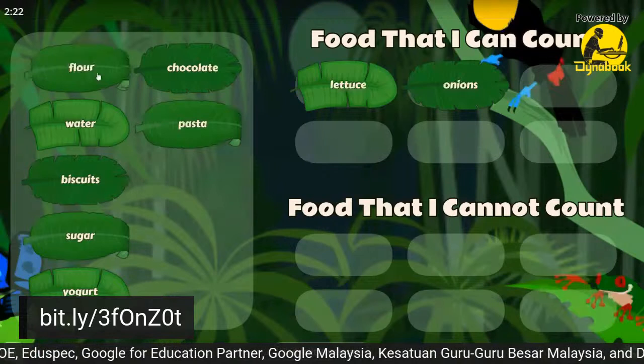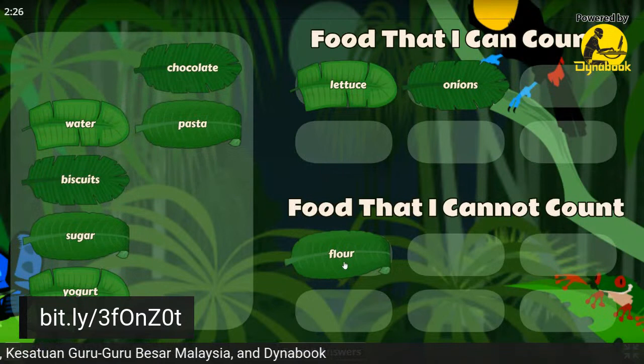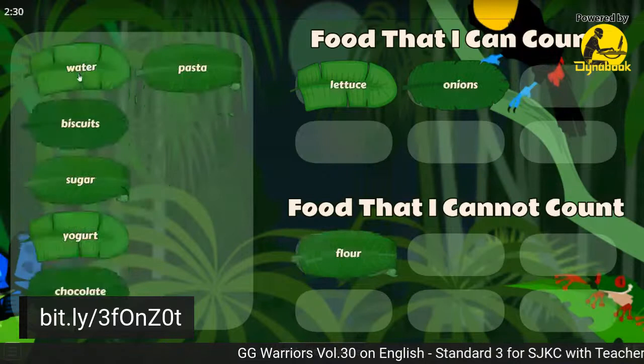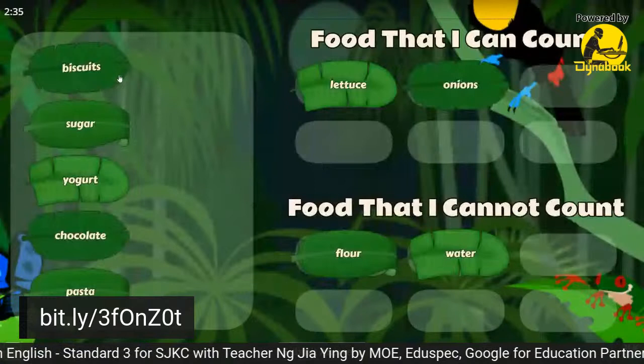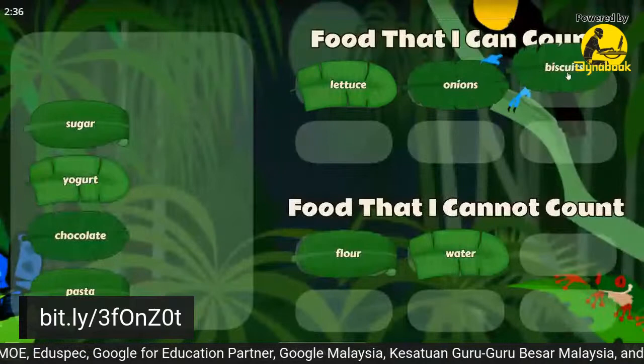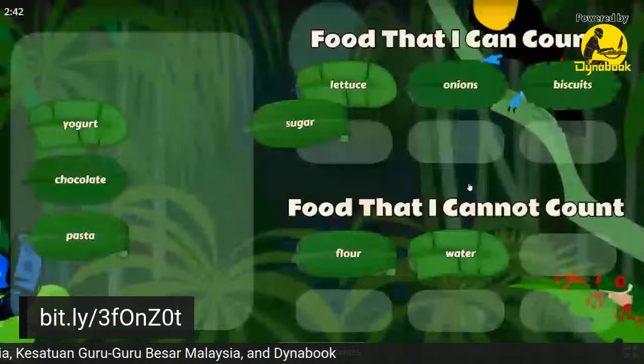And also water. We cannot count water too, right? And biscuits, 饼干, we have many. So I can put it as food that I can count. Next, we will look into sugar, 糖. Can we count sugar? Cannot, right? So I put it here. And also yogurt, you cannot count yogurt too.